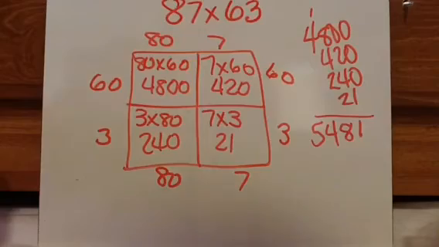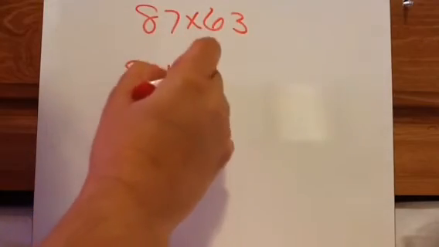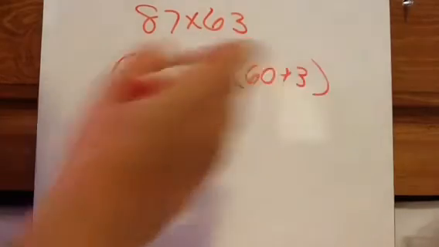$5,481. So now let's use the distributive property method. So it was 87 times 63. So 87 broken up is 80 plus 7. 63 broken up is 60 plus 3.